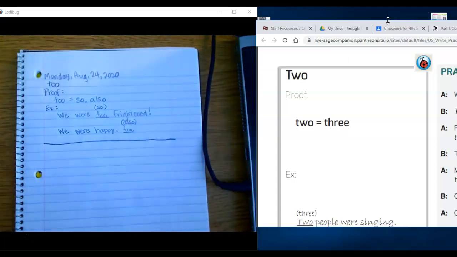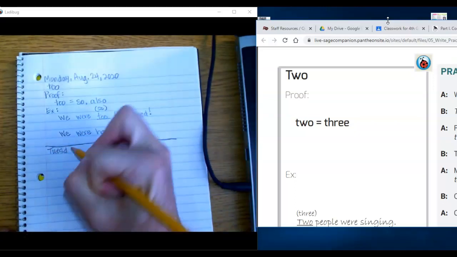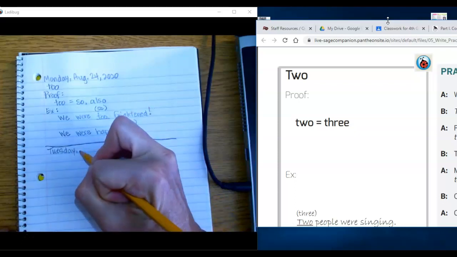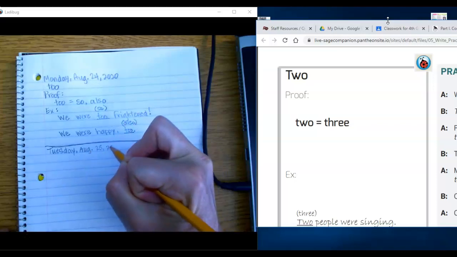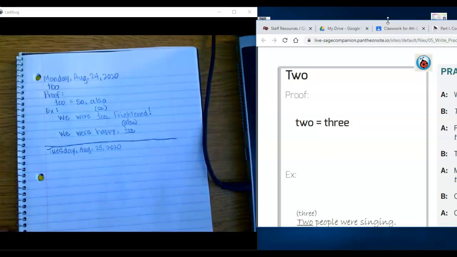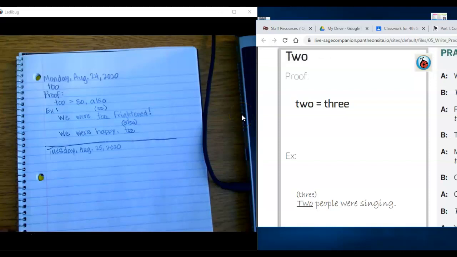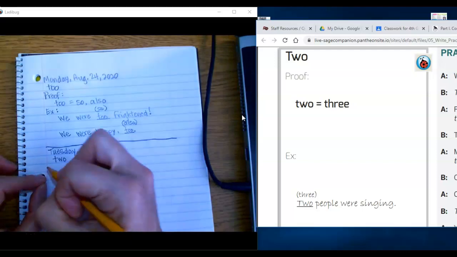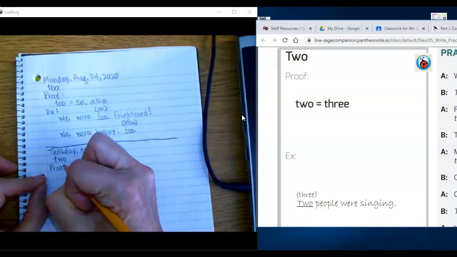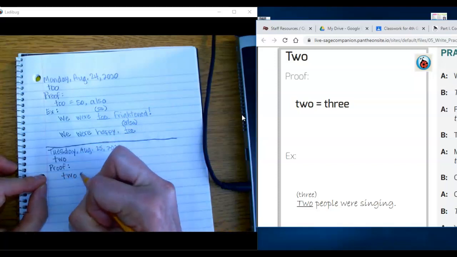All right, so today's date, we have Tuesday. Remember, you're going to write just right underneath it for quick, easy access, Tuesday, August 25th, 2020. And then we're going to take that note screen on the left-hand side of the Grammar Keeper, and we're going to fill that in under Tuesday, August 25th. So our word today, our homophone, is to, T-W-O. Our proof for the word to, T-W-O, is the word three.